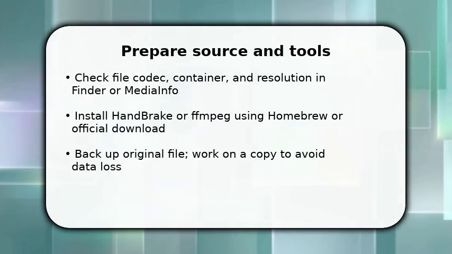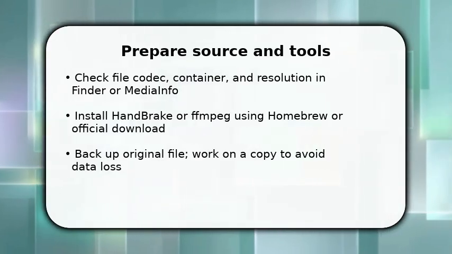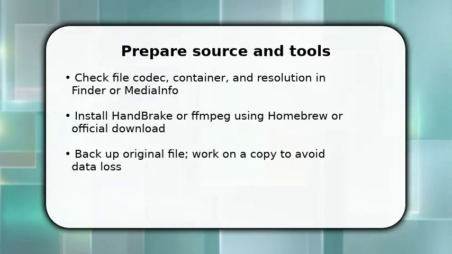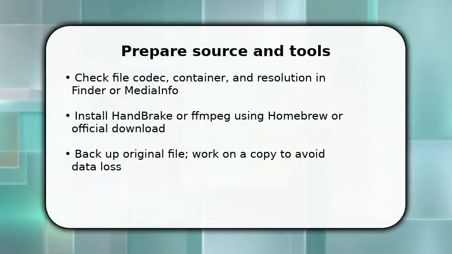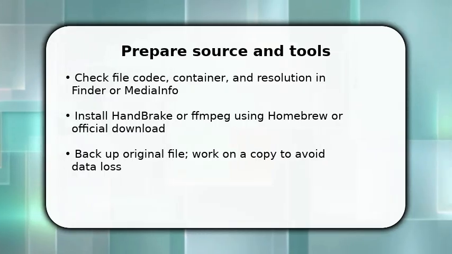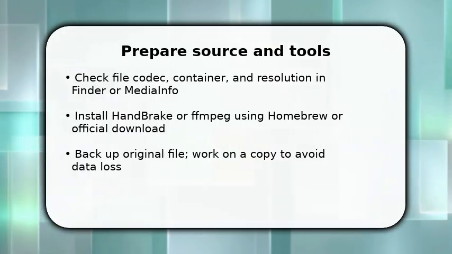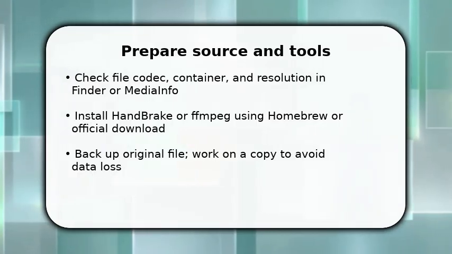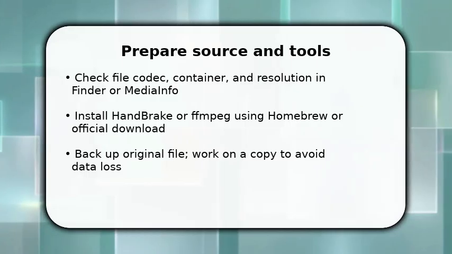You start by identifying why QuickTime won't play the file, missing codec or unsupported container. Use Finder Get Info or Media Info to read codec and container. Once you know the problem, install Handbrake or FFmpeg. Homebrew makes FFmpeg simple. Make a copy of the original file so you can try conversions without risk.